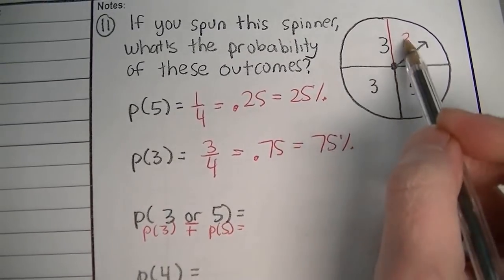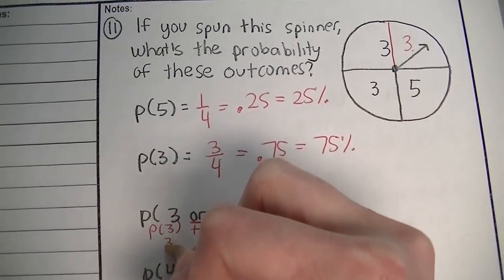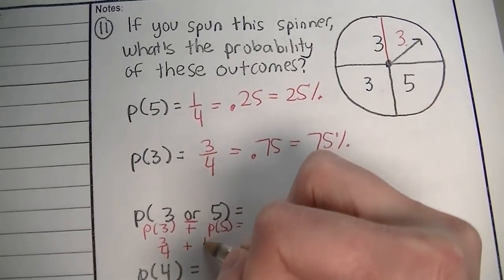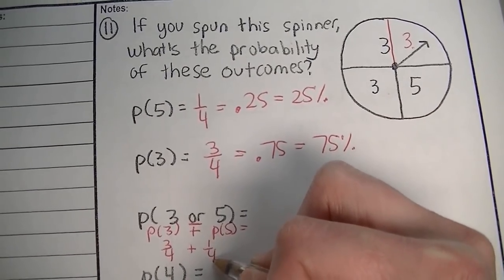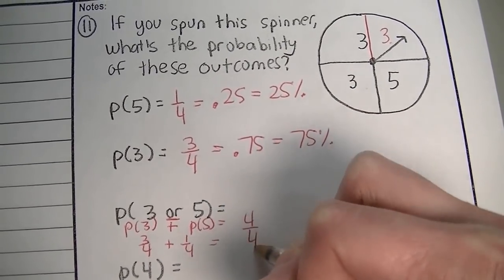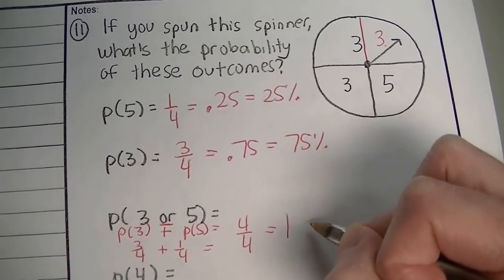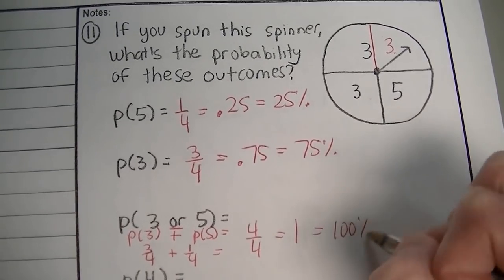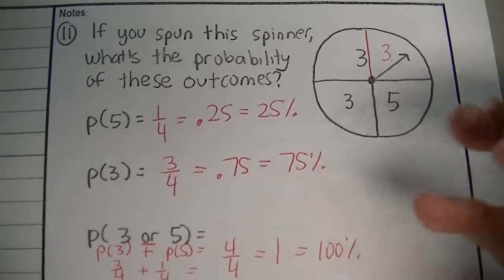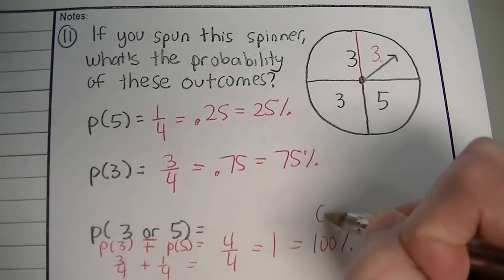Probability of landing on a 3 was 3 out of 4, plus probability of landing on a 5 is 1 out of 4. Well, 3/4 plus 1/4 gives me 4/4, which is 1, which would be 100%. It's a certain event. You're totally going to land on a 3 or a 5 because look at the spinner. It's all 3s or 5s. Okay, 3 or 5. It's a certain event.